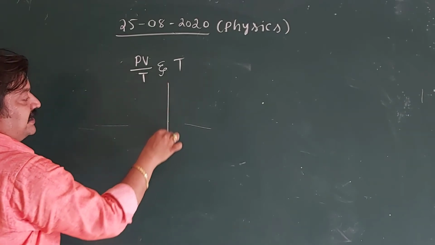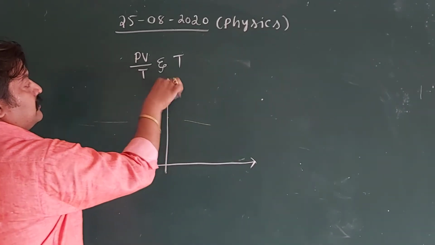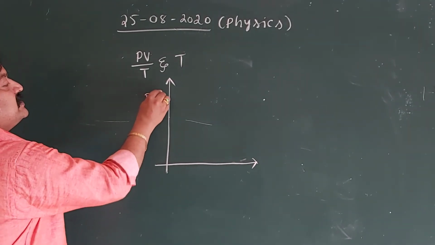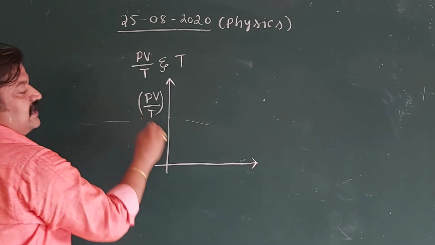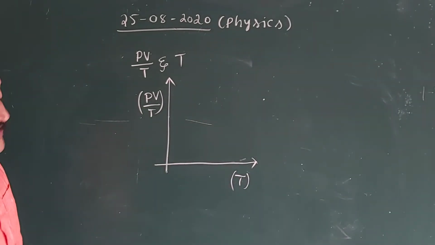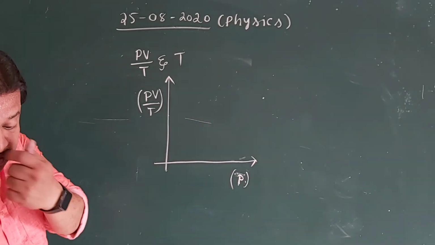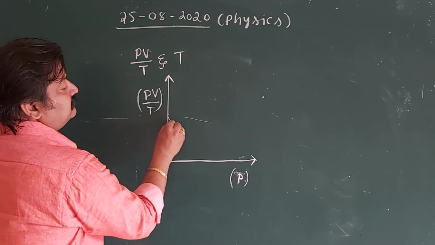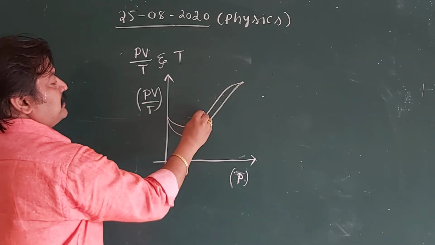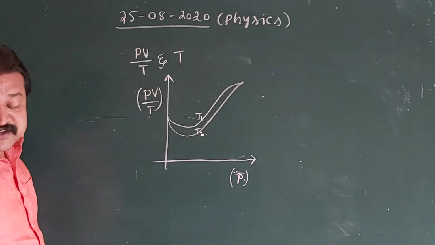Now you can take a graph in which along the y-axis they have given PV by T, and along the x-axis they have given the absolute temperature, with respect to the pressure. Now they have given two slopes. One is this temperature T1, and this is the temperature T2. This is the PV by T versus T graph as per the given figure.